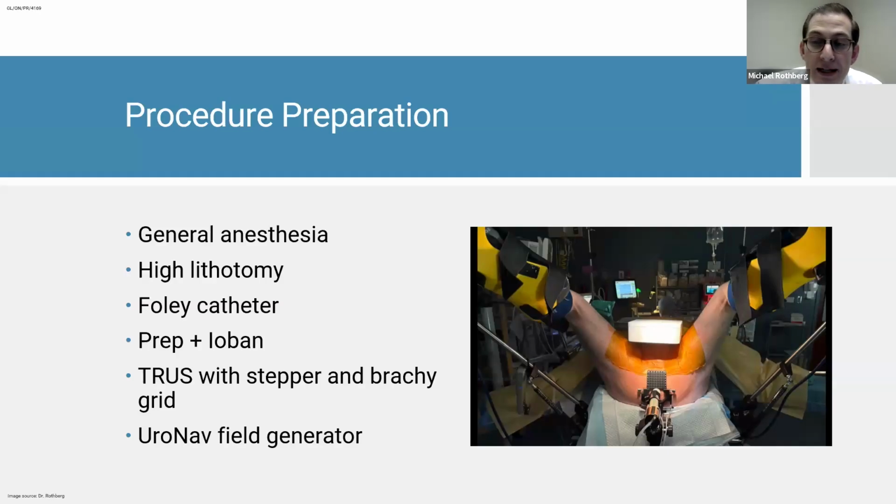The ultrasound probe is placed on a stepper and a brachytherapy grid is then added. And then lastly, we'll use the Euronav system during these procedures. So the electromagnetic field generator is brought into place, and you can see that sort of hovering over the patient there.